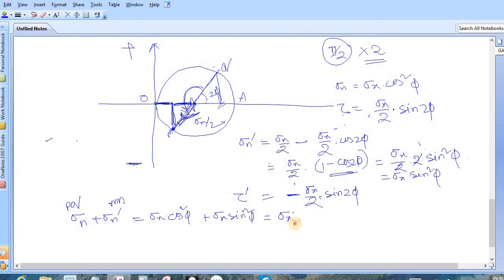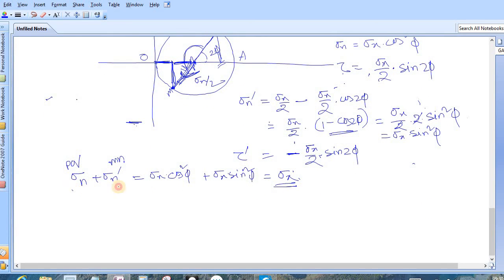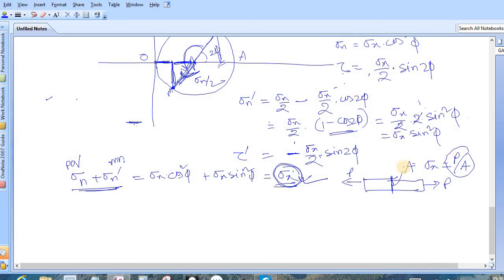And what is the implication of this? That means for any two mutually perpendicular planes, the summation of normal stress is constant. Okay, because this was your original stress. If you can remember, this was load P, this is the cross section A, and sigma x was P by A. Okay, and what about the shear stress? The shear stress tau dashed is minus this one, and this is nothing but tau. So minus of tau. Shear stress acting on MN is the negative of PQ. What is this implication? Well, it is a very good implication.